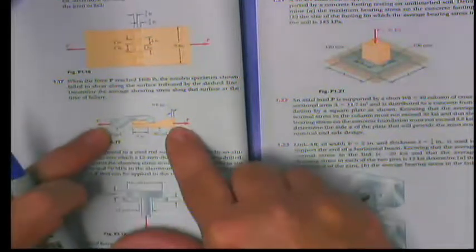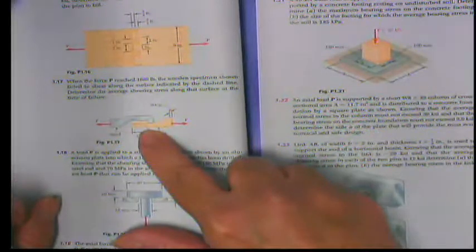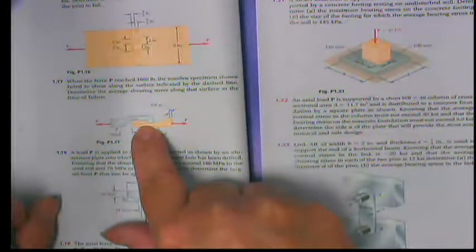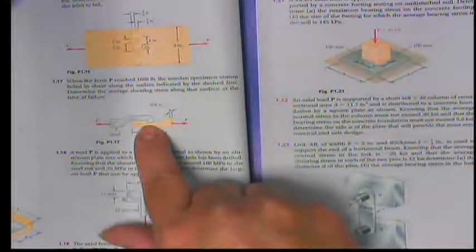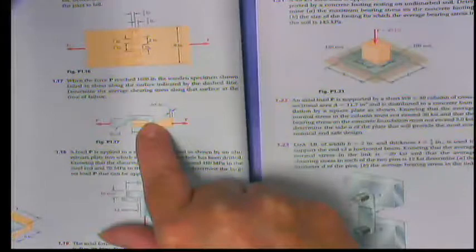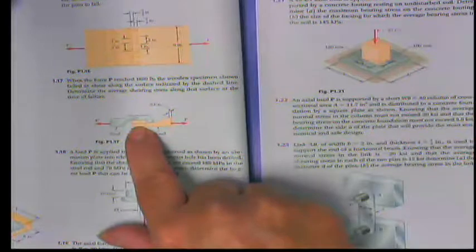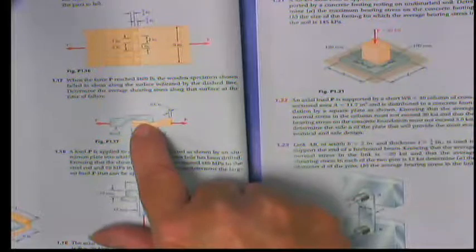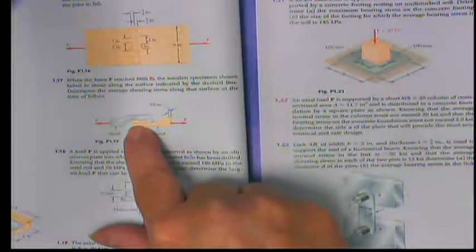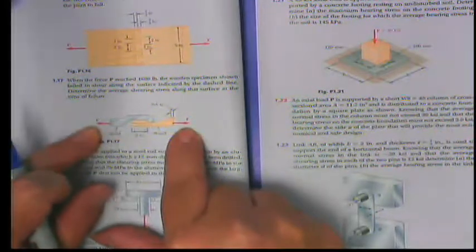When a force P, which is an axial load, reaches 1,600 pounds, the wooden specimen shown fails in shear along the surface indicated by the dashed line. Okay, so this makes sense, doesn't it? What it's really saying is this component, whether it's made out of steel or whatever, is stronger than the wood. So when you pull on it, the steel is going to tend to pull through the wood, isn't it? Okay, so what we're really saying is this is the surface that bears a shearing stress, because the shearing stress is directed along this plane, which is in the same direction as the load.